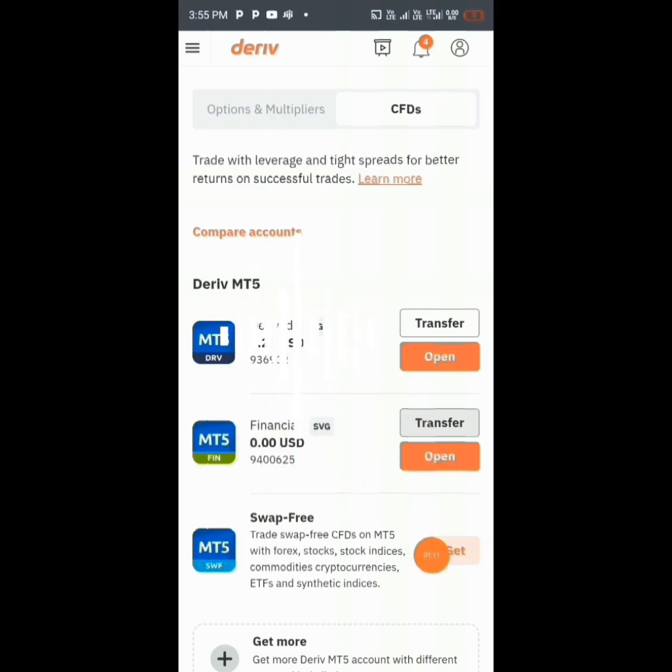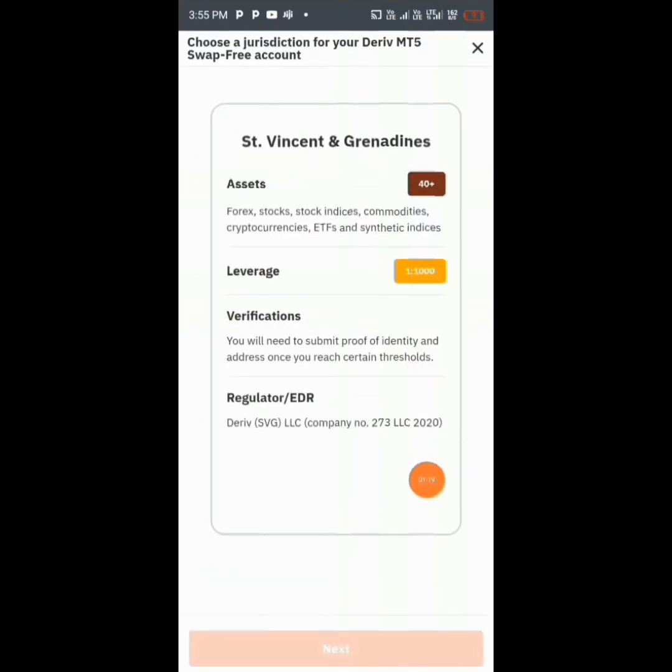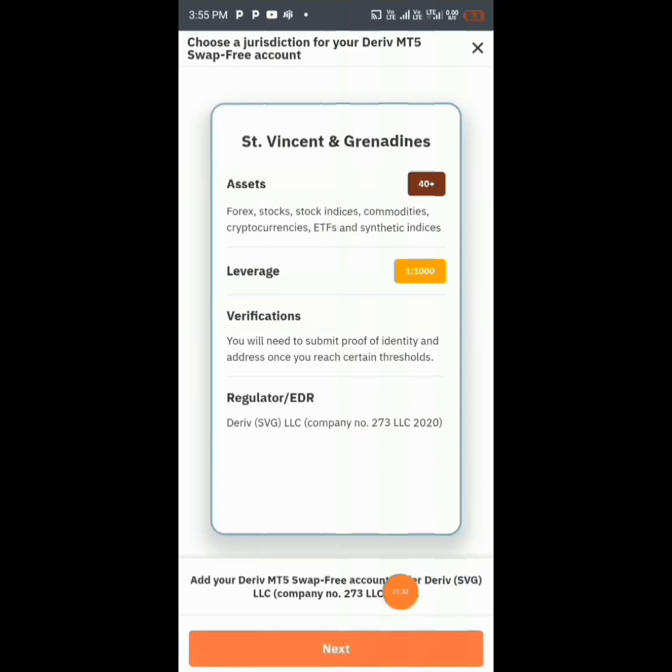Now, let's click on get it. I'll be explaining the first content, which is called leverage. Once you click on get it, you see they say choose a jurisdiction for your MT5 swap free account. If you tap your screen, you will be able to log in. While logging in, you will see what we call assets. It has 40 assets plus. Now, this is what I want to explain: the first content I'll be looking at here is leverage.